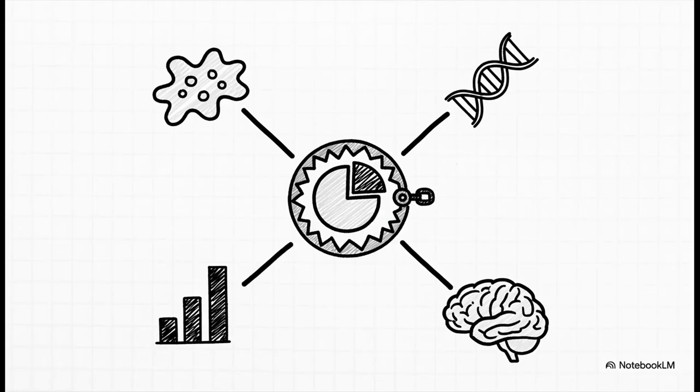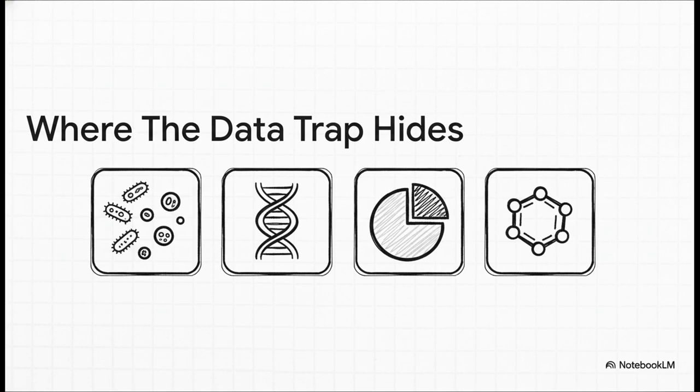Now, I know what you might be thinking. Okay, that's a cool story about one cancer study, but how often does this really happen? Well, the scary thing is, this trap is hiding in plain sight everywhere. Just think about it. Microbiome studies, looking at the percentage of different bacteria in our gut, gene sequencing, analyzing relative gene expression. Heck, even economics, when you're looking at the market share of different companies. All of these fields are swimming in compositional data, and all are at risk of this exact same mistake.